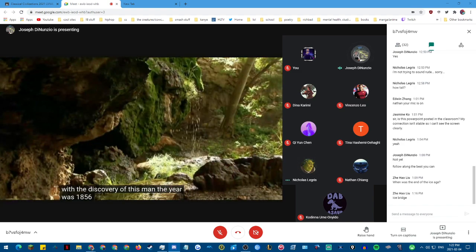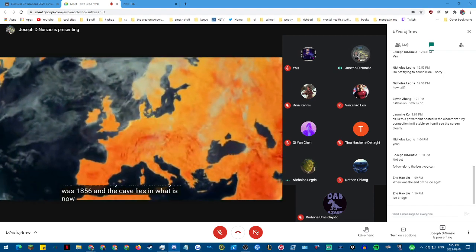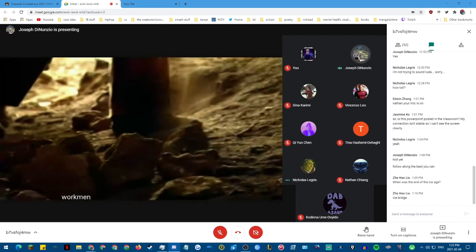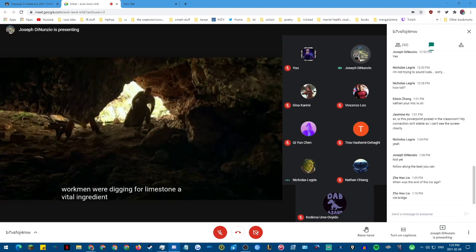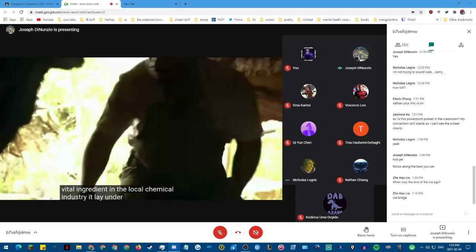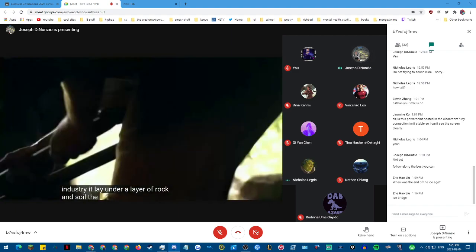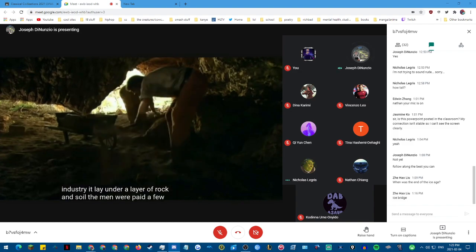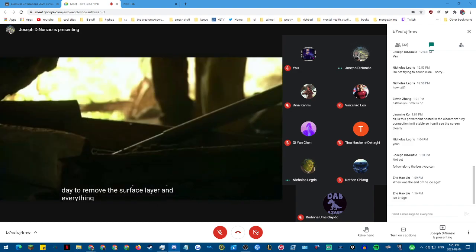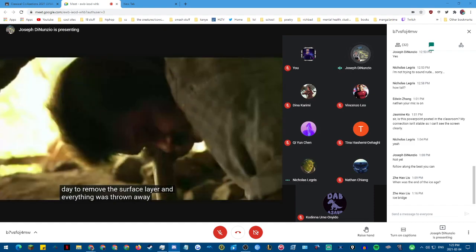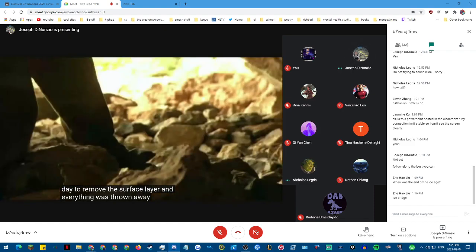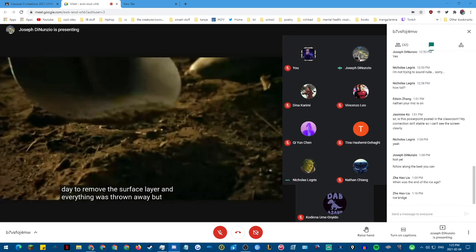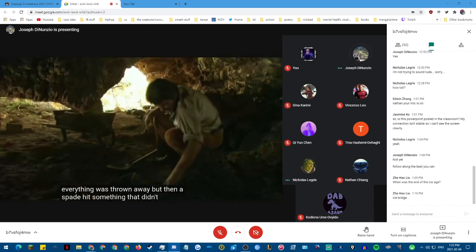The year was 1856, and the cave lies in what is now the Neander Valley in Germany. Workmen were digging for limestone, a vital ingredient in the local chemical industry. It lay under a layer of rock and soil. The men were paid a few pence a day to remove the surface layer, and everything was thrown away. But then a spade hit something that didn't sound like a rock.